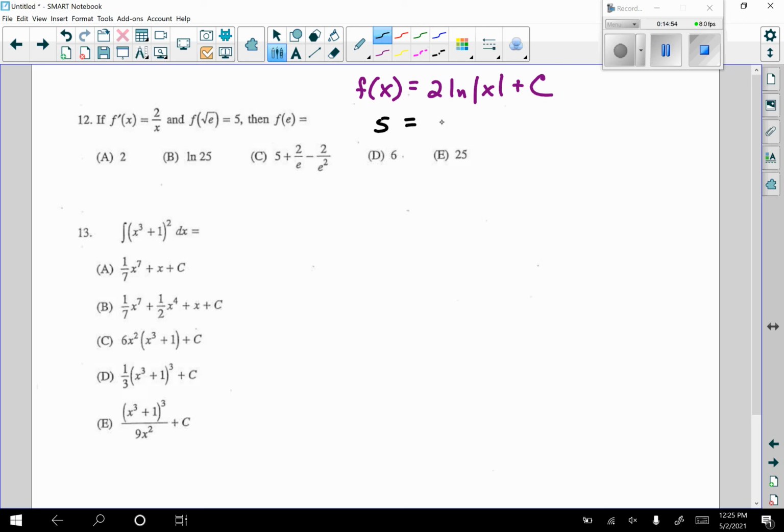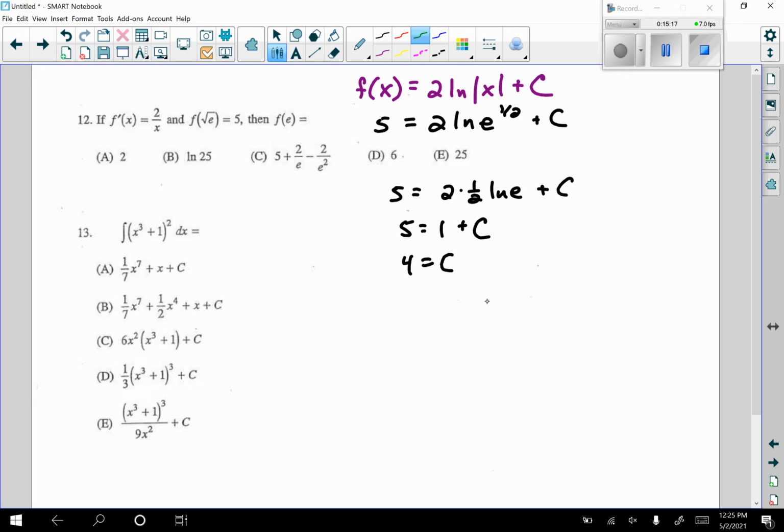So we would get 5 is equal to 2 times the natural log. Square root of e is positive. I'm going to write this, though, as e to the 1/2 just to save some time, and then plus c. So this now becomes 5 is equal to 2 times 1/2 times the natural log of e plus c. Natural log of e is 1, so we just get 5 equals 1 plus c. 2 times 1/2 is also 1. So c is equal to 4.